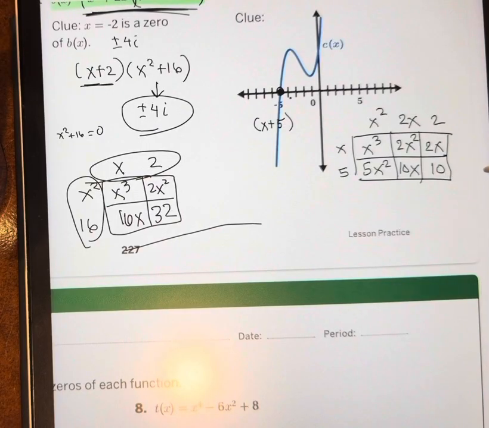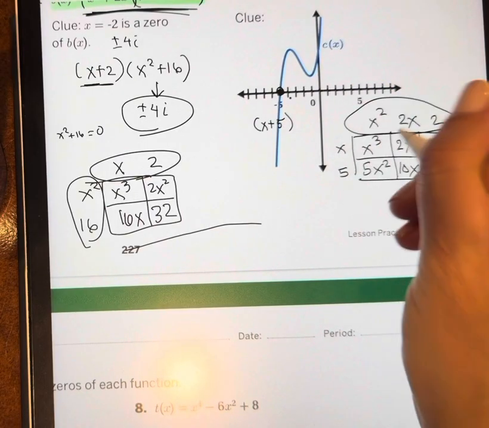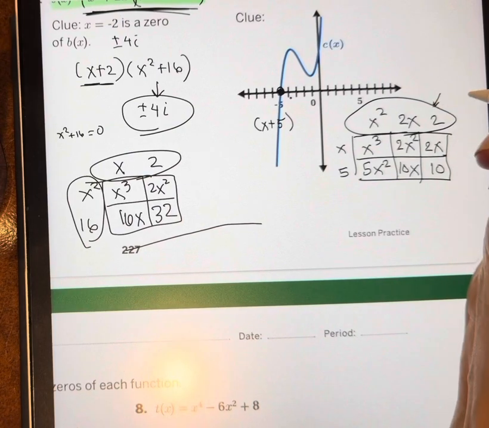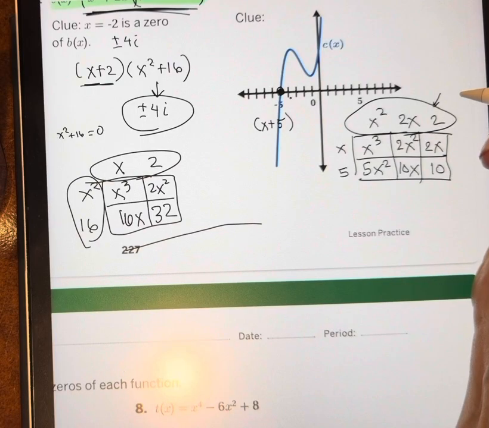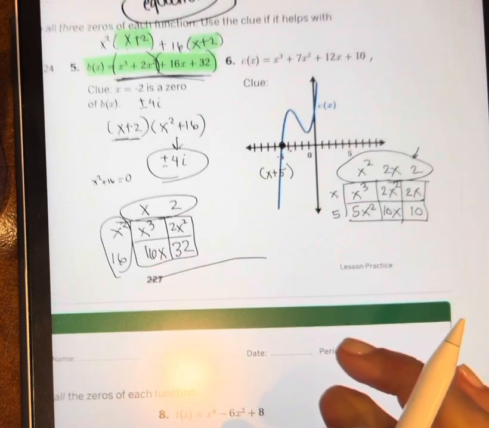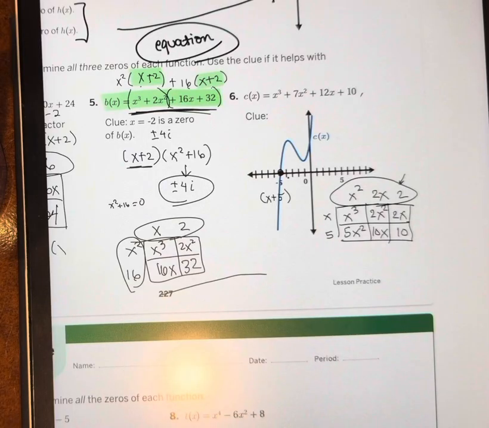And now here I am with this situation. And I swear we did this exact problem in class. It was in that game show they had.